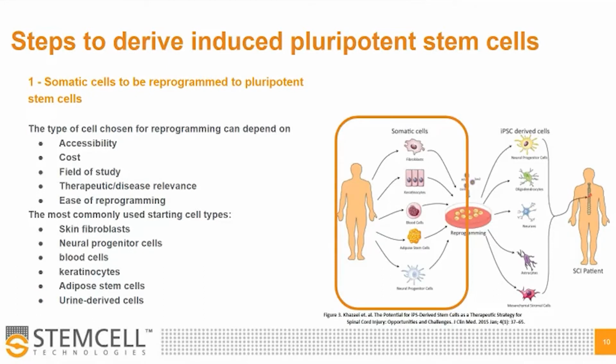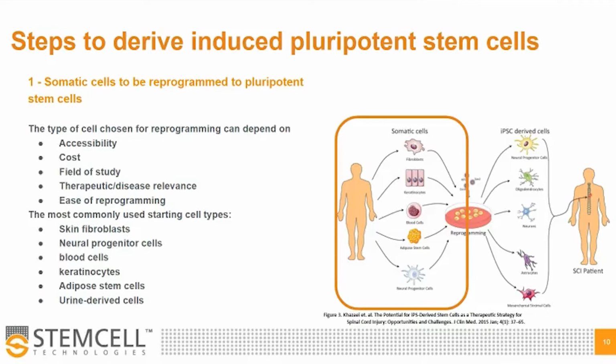Along with choosing the right reprogramming factors and delivery method for the generation of iPSCs, it's also important to use a source of cells that will generate the desirable cell types for further study purposes. Somatic cells from a variety of tissue types and functions have been successfully reprogrammed to iPSCs. The choice of cells for reprogramming depends on several factors, such as accessibility, cost, field of study, the therapeutic or disease relevance, and the ease of reprogramming.